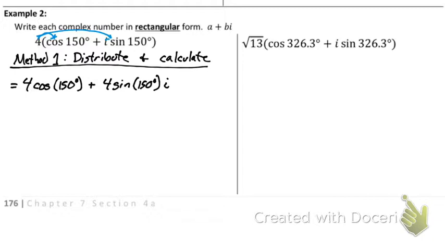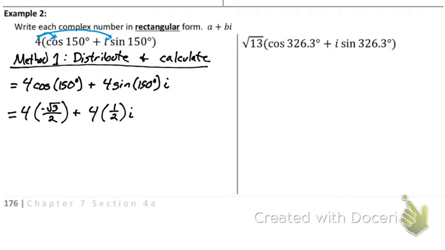Well, cosine of 150 degrees is not only just a number that we could calculate, it's also one that's on our unit circle. Or you could take out your calculator and find the cosine of 150 degrees. However you do it, you're going to come up with cosine of 150 degrees is going to be negative square root of 3 over 2. Plus 4 times the sine of 150, which is actually 1/2.